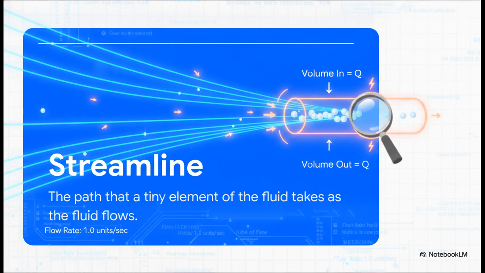The equation of continuity gives us the mathematical guarantee that within this tube, the volume of fluid flowing in per second must exactly equal the volume flowing out per second. Meaning, if the tube narrows, the fluid has absolutely no choice but to speed up.